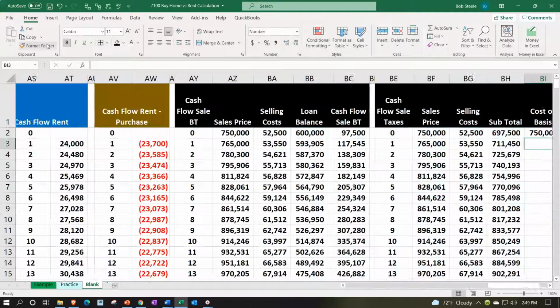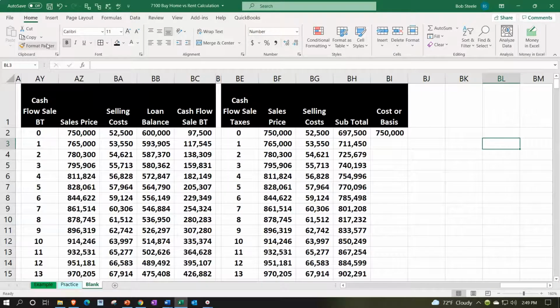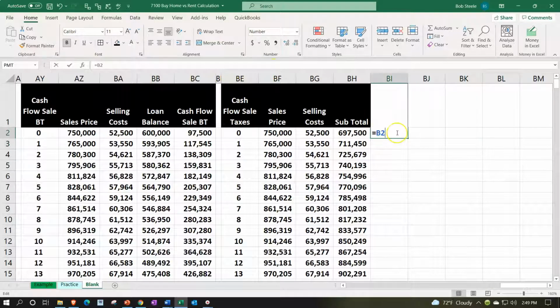Purchased it for 750. We're not going to say there are any improvements on it or anything like that. We're just going to say the cost is that original 750. That's what we bought it for. Press F4 on the keyboard, making it absolute, so we can copy that down.